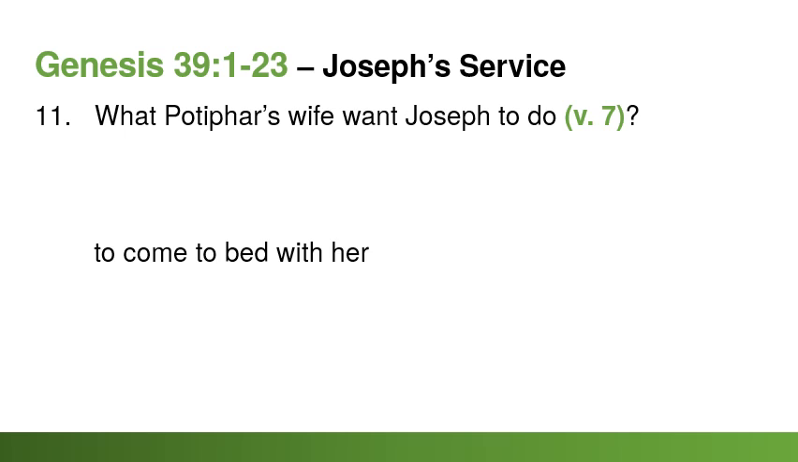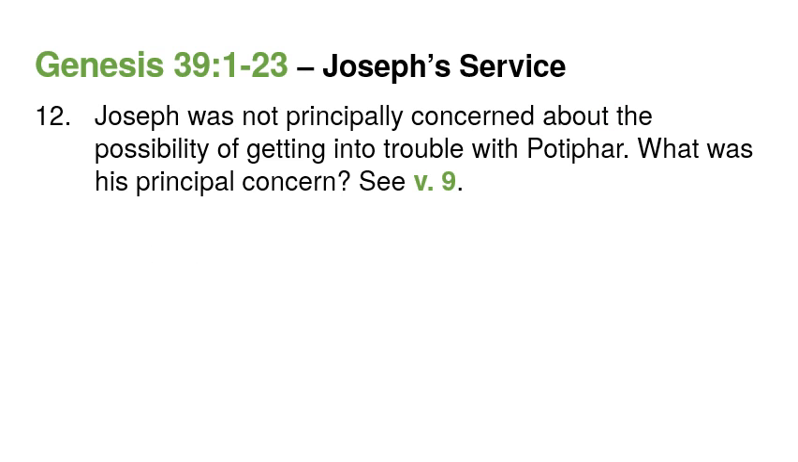So Potiphar's wife wants Joseph to come to bed with her. He's a young, handsome man, and she's going to take advantage of that, or she wants to. Number 12, Joseph was not principally concerned about the possibility of getting into trouble with Potiphar. What was his principal, his main concern? What was the biggest thing that he was concerned about if he were to do this?